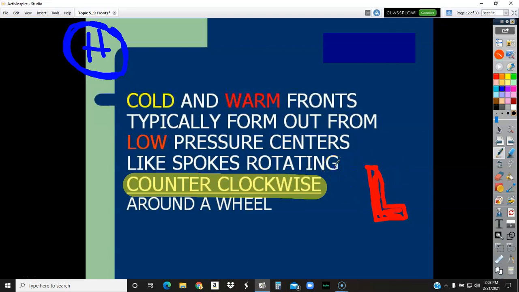And they're going to look like spokes on a wheel. And if you recall the direction, circulation around a low pressure, they're going like this. Oops, let me use a different color. So they're going in and counterclockwise like this. And that's what's going to happen. The fronts are going to move around a low pressure in a counterclockwise direction, like spokes going around a wheel.